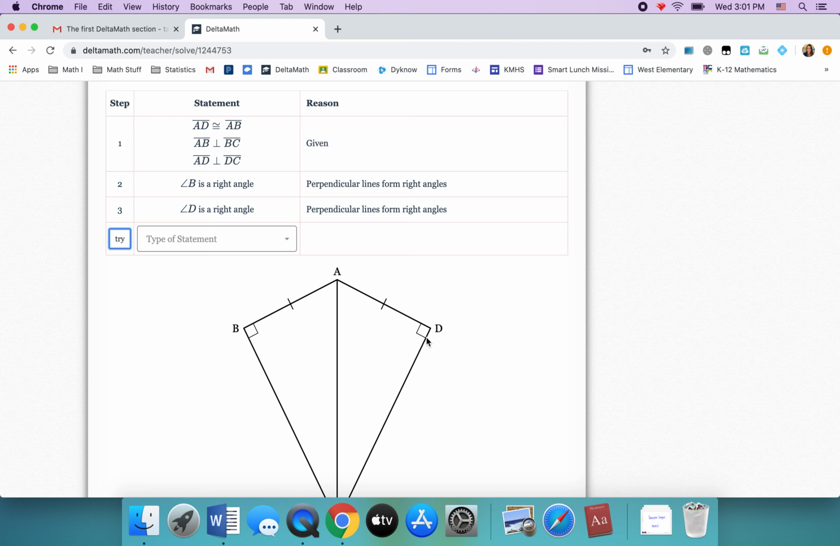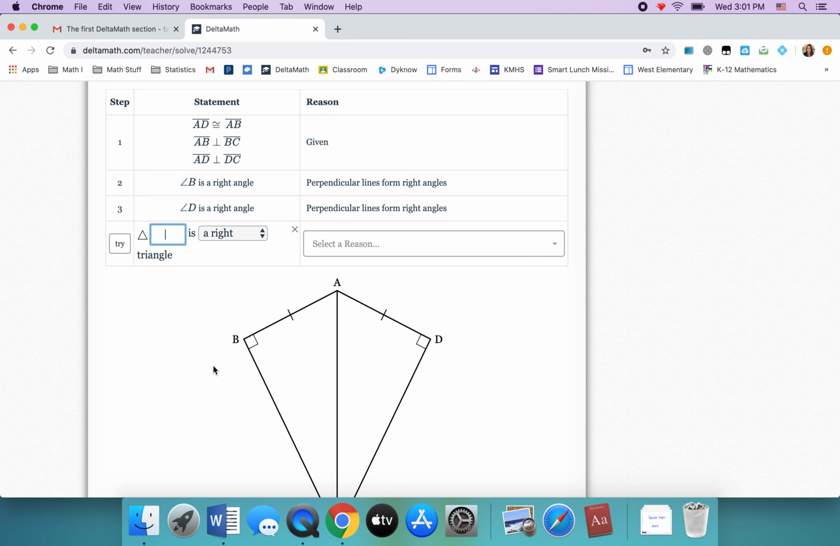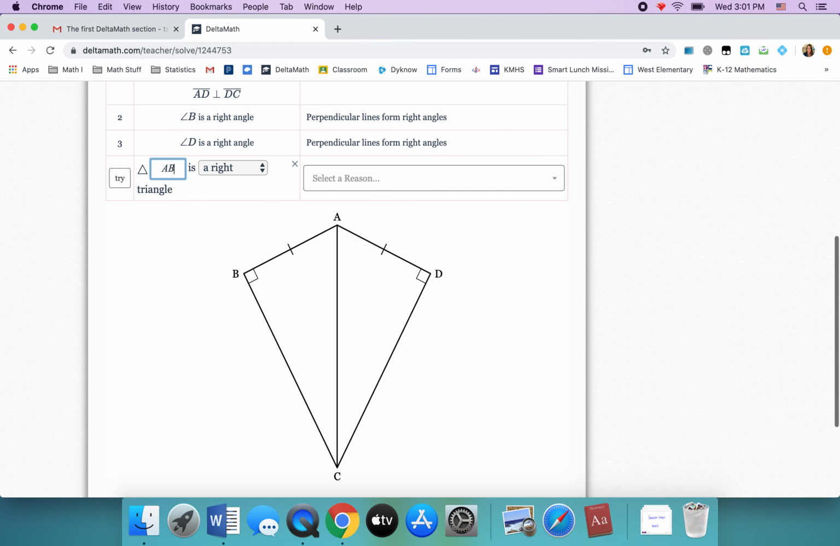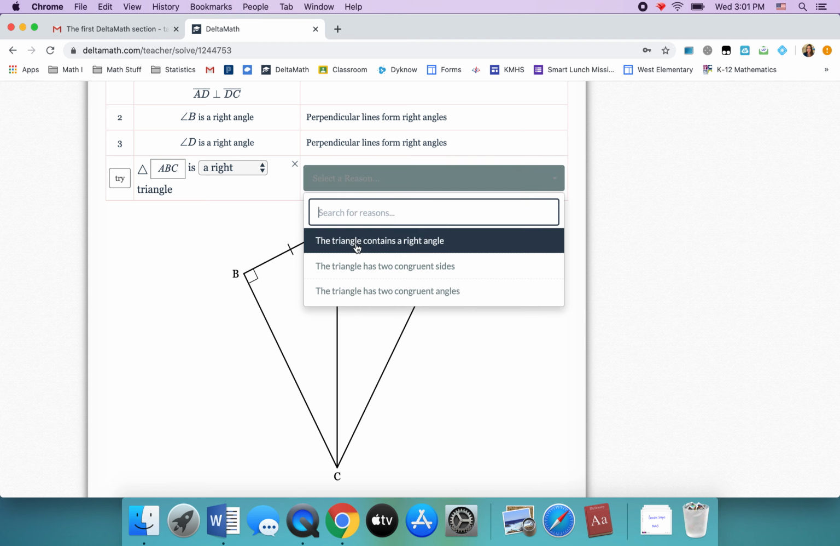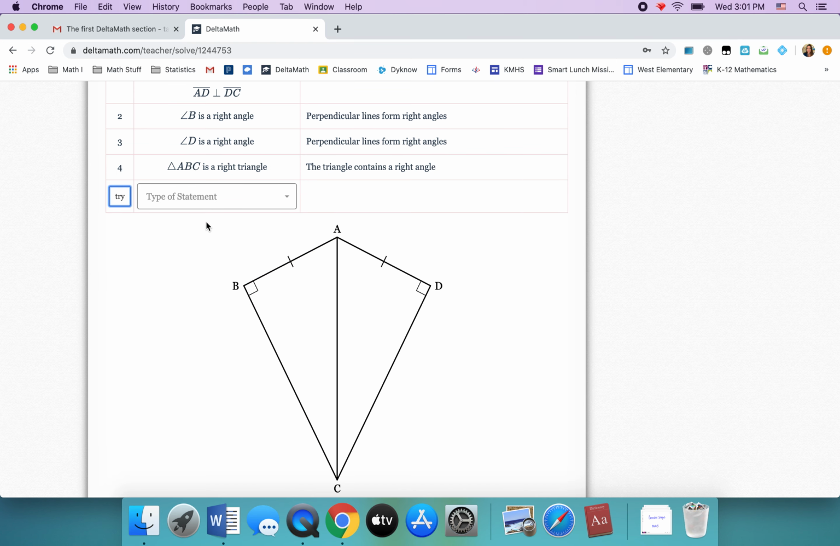The other thing that we know is we have right triangles based on those right angles. So I can classify a triangle. I'll go down here to classify a triangle, and I can say triangle ABC is a right triangle. How do I know it's a right triangle? Because it contains a right angle. So you would select that option, hit try. It flashed, I have a right triangle. And if I hover over it, it darkens it for me or colors it in. I also have another right angle, which makes a second right triangle.